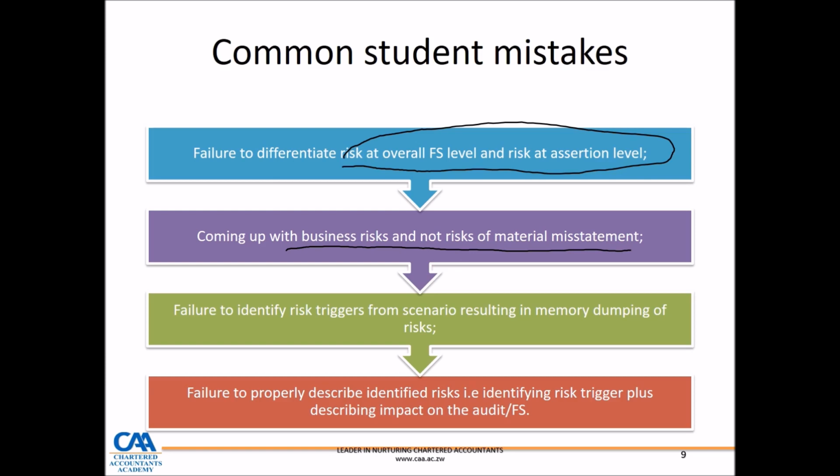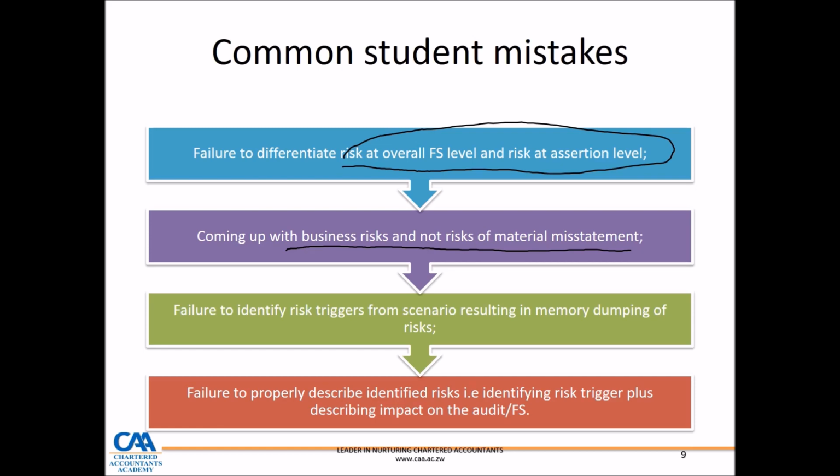What is the difference? Business risk, the impact is on the operations of the company. Then risk of material misstatements, the impact is on the financial statements or financial statements elements. So the moment you come up with a risk which is just general and you're not clear how it then affects financial reporting, then most likely that's a business risk.